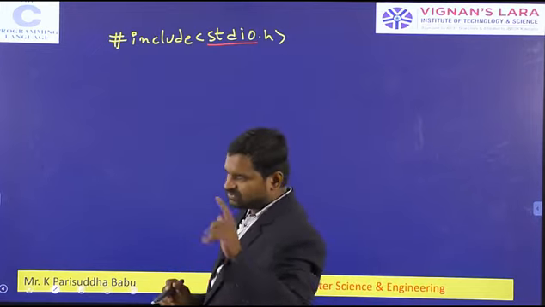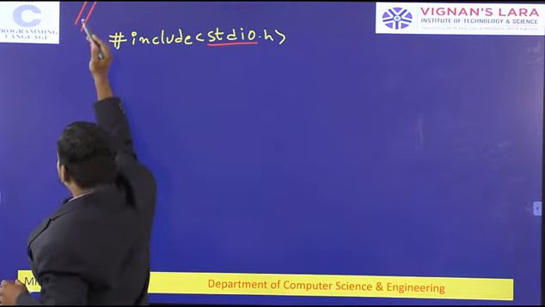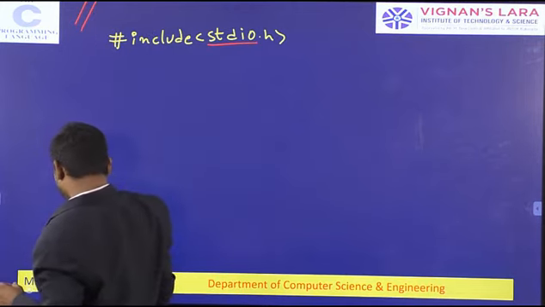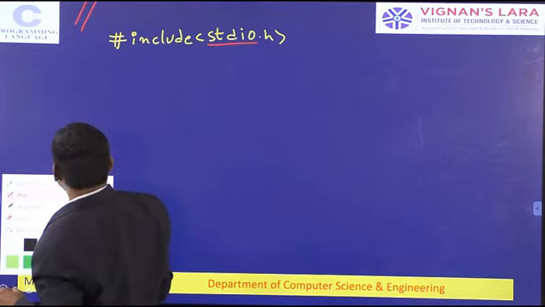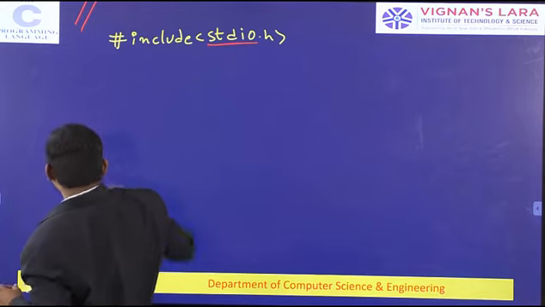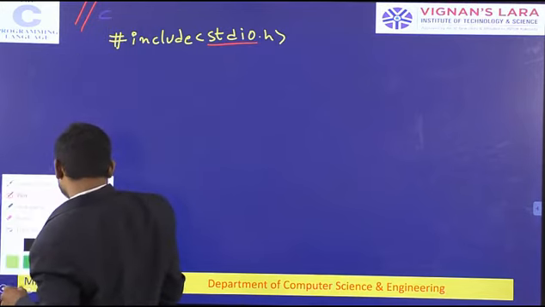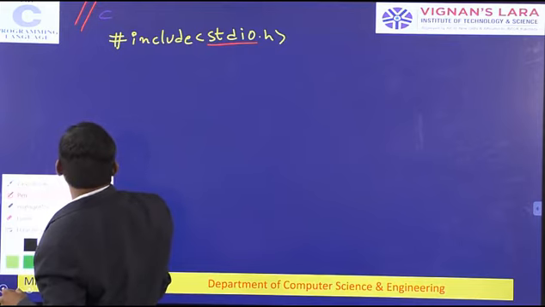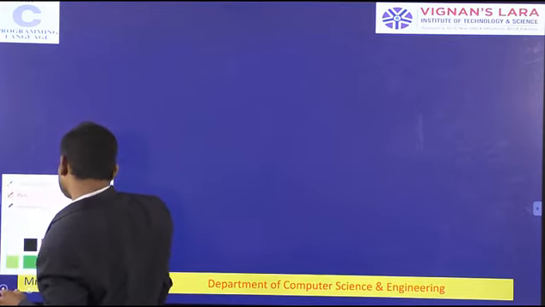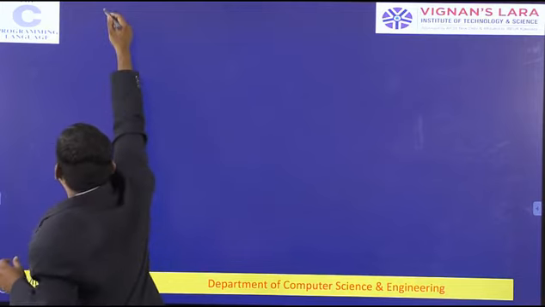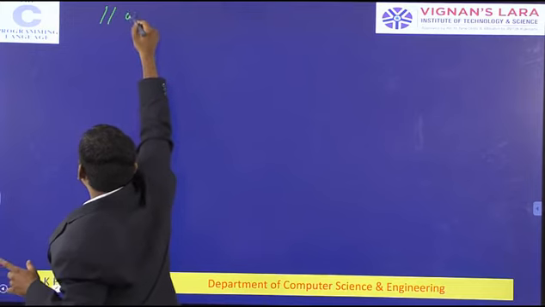What is the program? Using a single line comment, I have to write a program. What is this comment line? Comment lines are used only for user representation. First of all, we have to write a comment line. A comment line is like this, a single line comment. Okay. So write a program.